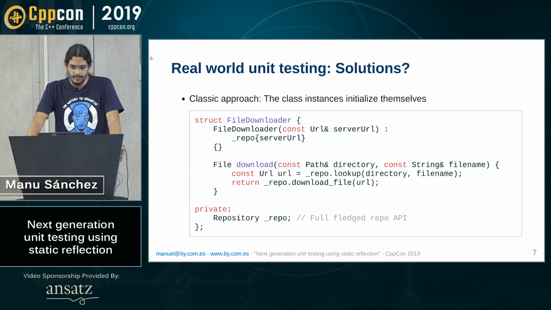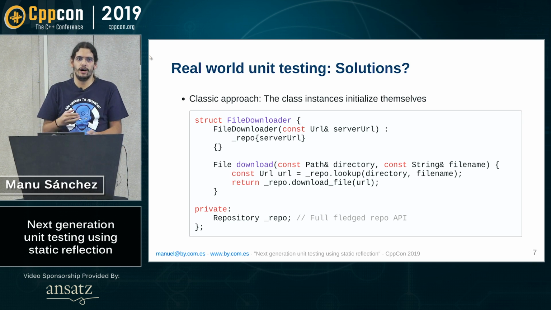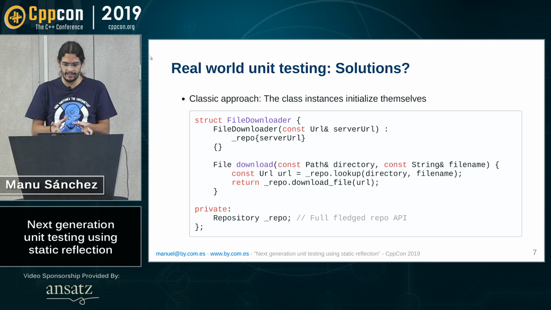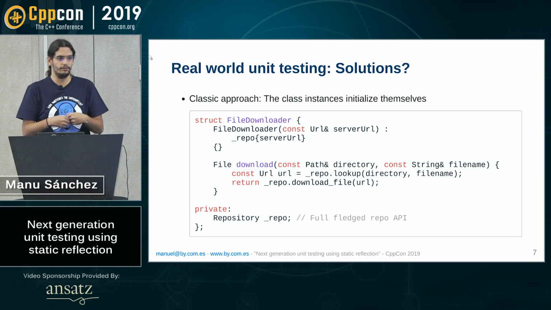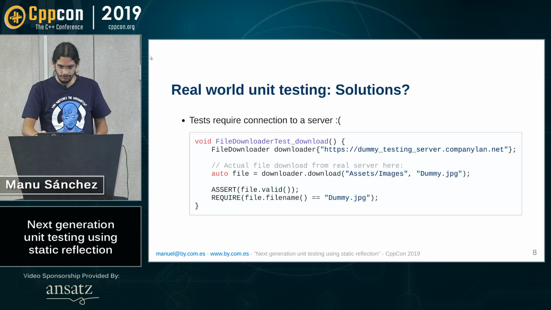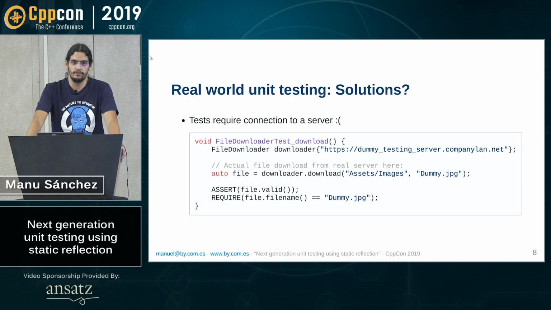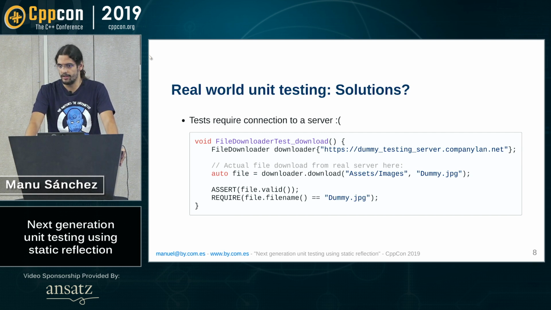file. The problem with this approach is that this class has to know how to initialize itself and all its dependencies. In this case, it has an embedded repository, a full and real file repository connected to a server, and every instance of this file downloader has a full-fledged repository instance. So if you instance this class, this file downloader, and try to download a file, even in a unit test, you're actually connecting to a server and downloading a file.